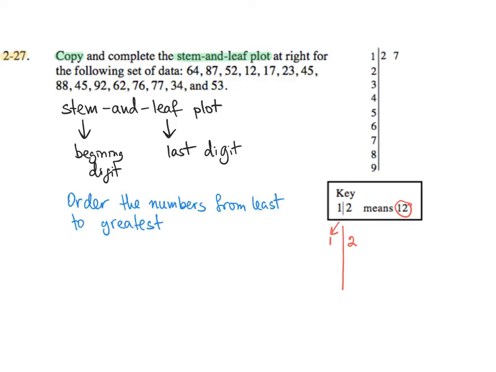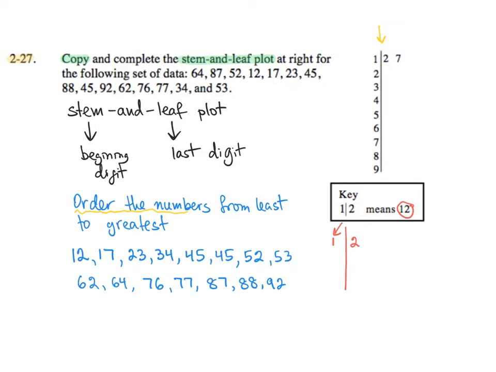So our set of data is given to us scrambled. What we want to do is order the numbers from least to greatest on your paper, and then we can split and use the chart. The split line is the line that you're going to draw, and we're going to split for the beginning digit being the stem and the last digit being the leaf. So pause the video and order the numbers given from least to greatest.